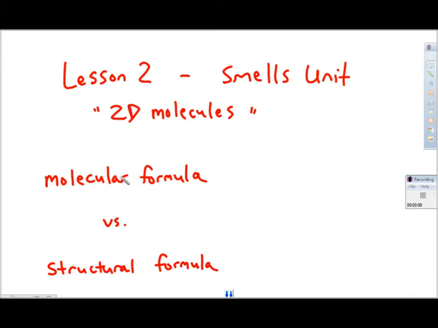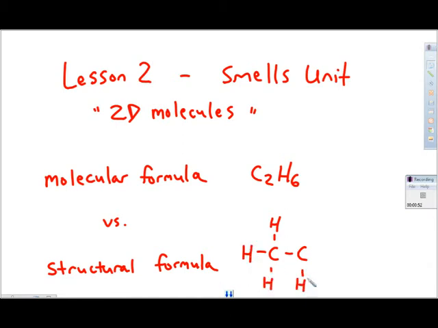And so up to this point, we've been using strictly molecular formulas. For example, C2H6. So that tells us we have 2 carbons and 6 hydrogens in our molecule. The structural formula shows us not only what atoms are present, but also the shape and which order they're bonded in. So it tells us particularly how the atoms are arranged and how they're bonded together.